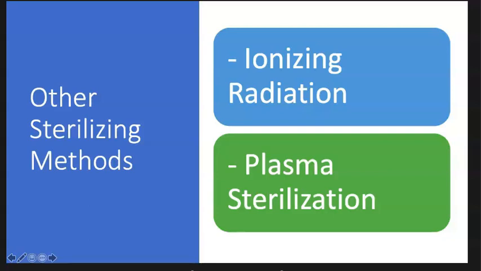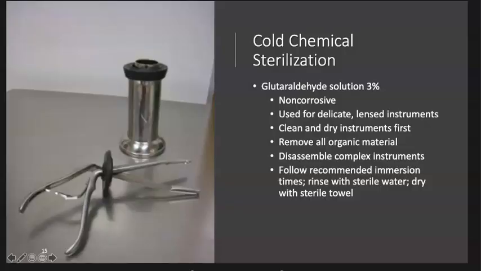Ionizing radiation is often used to sterilize surgical supplies or catheters or indwelling or implants for surgical use. Cold chemical sterilization.